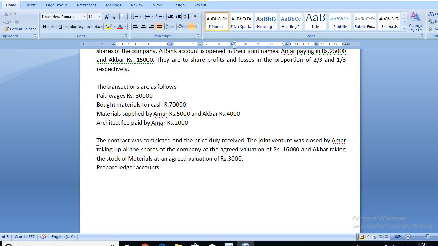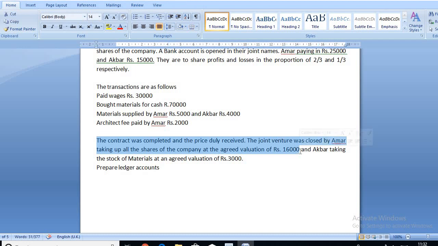Now come to the next one. The contract was completed and the price was duly received, and the joint venture was closed by Amar taking up all the shares of the company at an agreed valuation of 16,000.